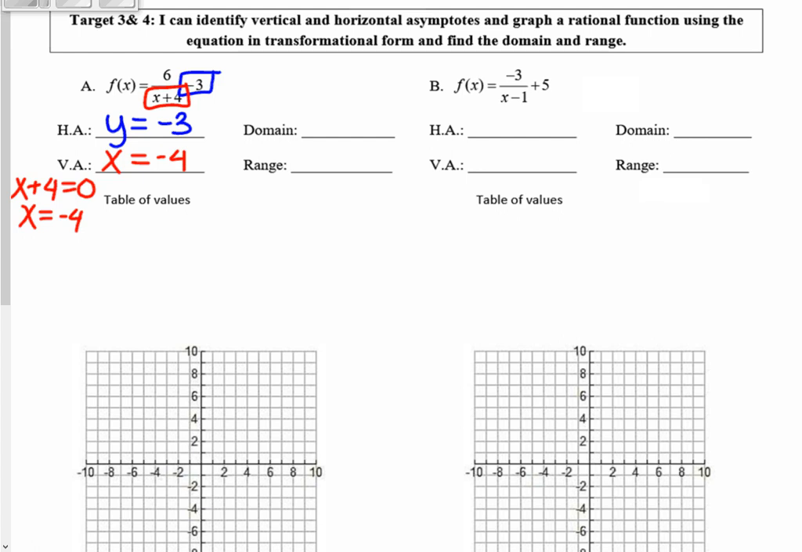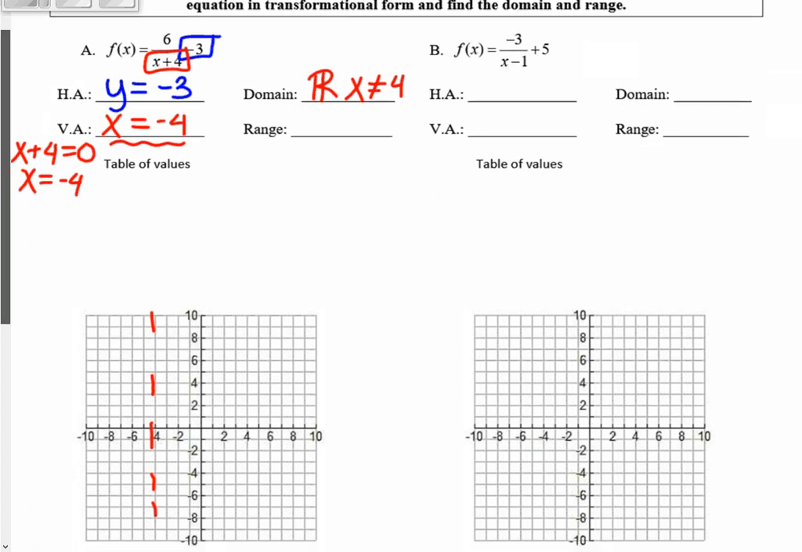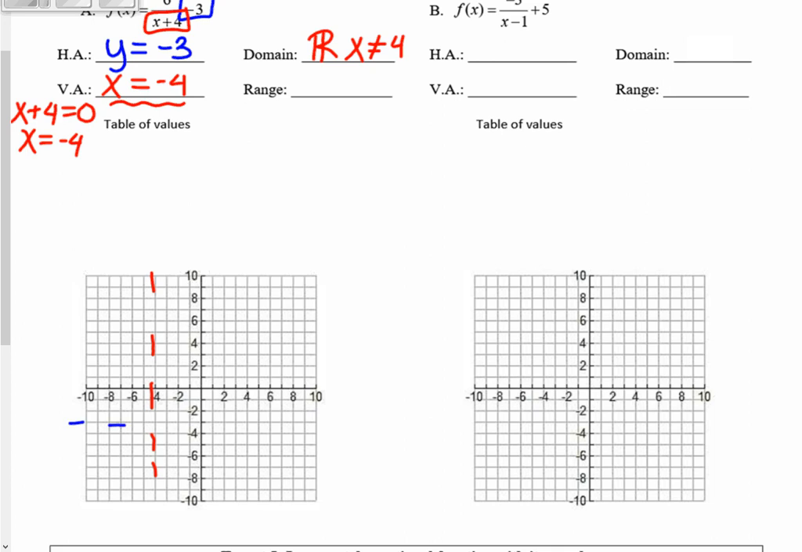When I think of domain and range, remember domain has to do with what x values I can use. Well, I know at x equals negative 4, I have a vertical asymptote, so I can't have any x values on negative 4. So my domain is going to be all real numbers, except x can't equal negative 4. For my range, I know my range is my y values. We found our horizontal asymptote to be negative 3, so I know I won't have any y values on that line. So my range is going to be all real numbers, but y can't equal negative 3.